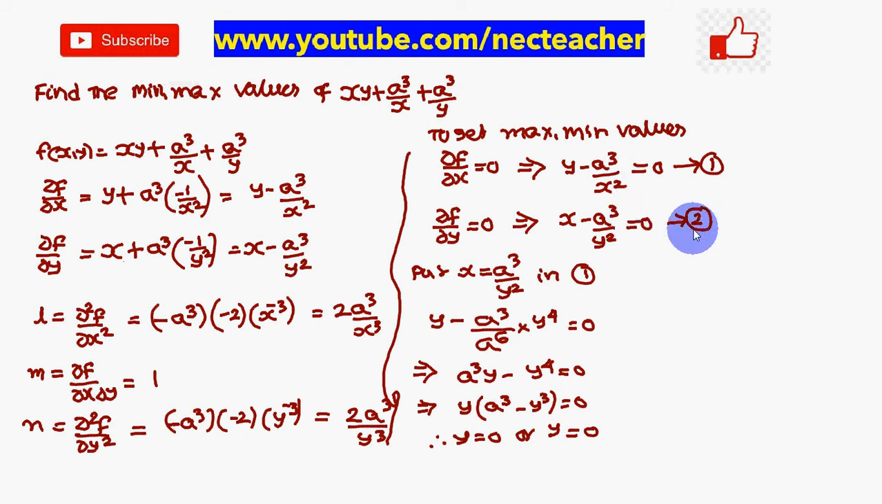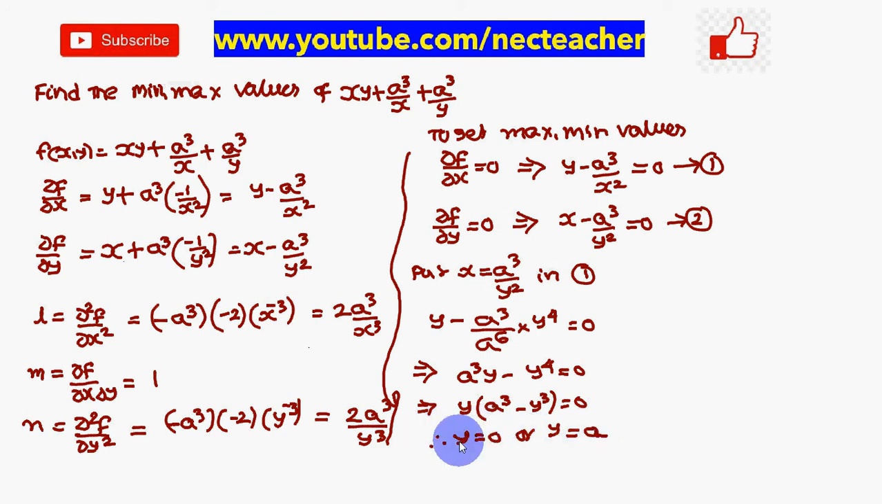Next, from the second equation, x is equal to nothing but a cube by y square. This x value you substitute in equation 1. Therefore y minus a cube by x square means a power 6 by y power 4. You will get like this. If you take y common, you get y into a cube minus y cube is equal to 0. So either y is 0 or y is equal to a.